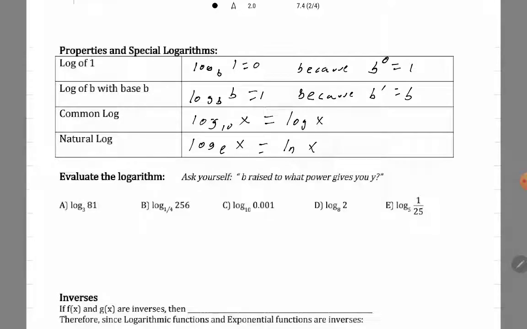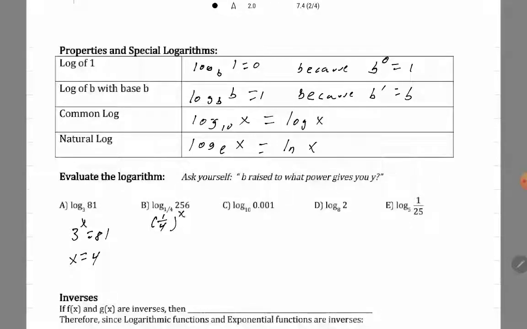So when you're evaluating logarithms here, you just want to ask yourself, b is raised to what power gives you y? So in this case, 3 to what power gives you 81? Which happens to be, not 3, 3 is 27, 4 is 81.